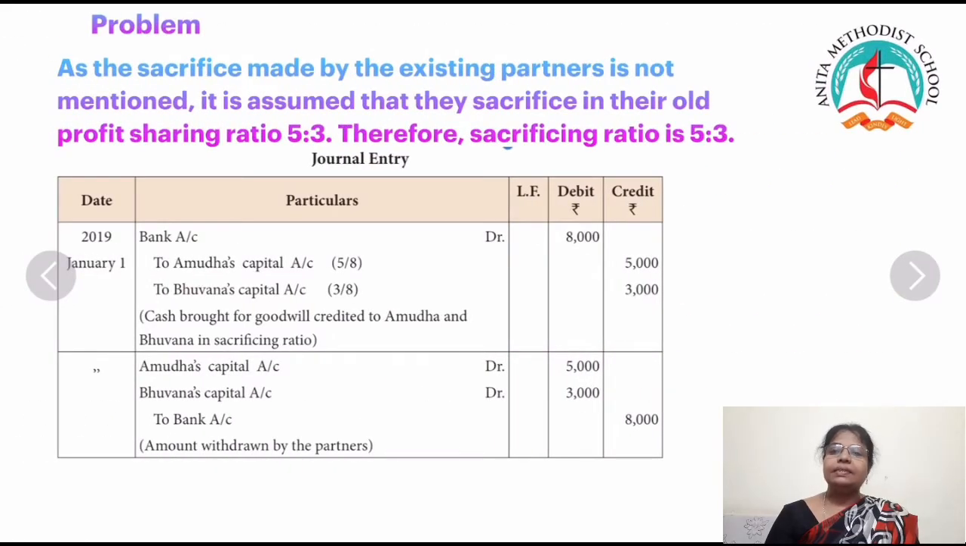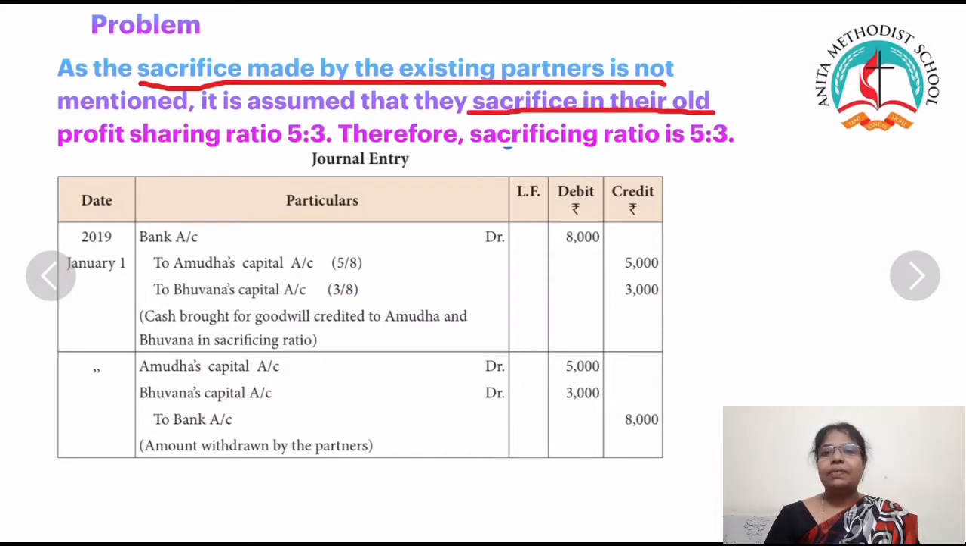Children, here in this sum, as the sacrifice made by the existing partners is not mentioned, it is assumed that they sacrifice in their old profit sharing ratio 5:3. So therefore now the sacrificing ratio is 5:3. The first journal entry is for the cash brought for goodwill. So that has to be credited to the old partner's capital account in the sacrificing ratio.